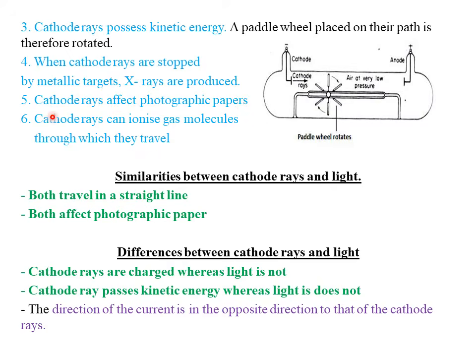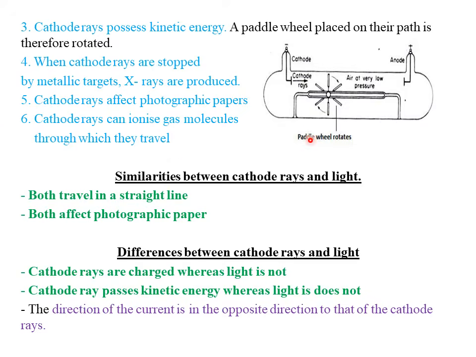Then the sixth and the last property of cathode rays is that cathode rays can ionize gas molecules through which they travel. They can ionize. That is the reason why we remove air molecules from the path of those particular cathode rays, so that we don't have any energy getting lost as a result of the cathode rays interacting with air molecules. To ionize is simply to charge. So they can charge air, of course, negatively because they are negatively charged.